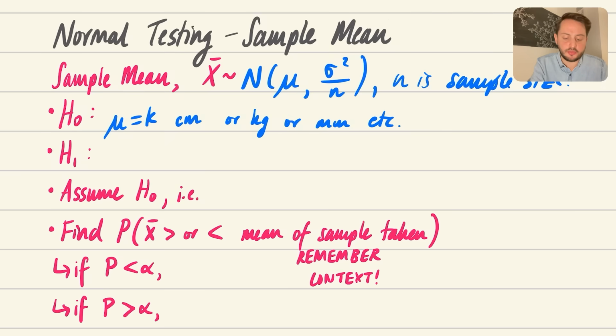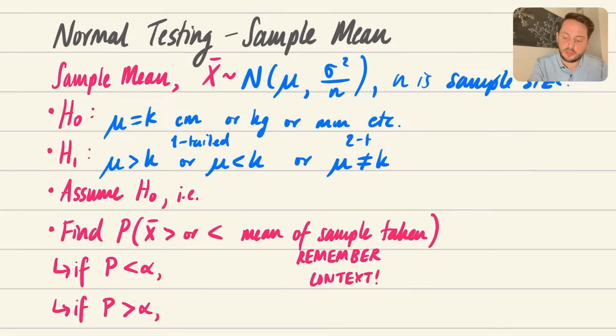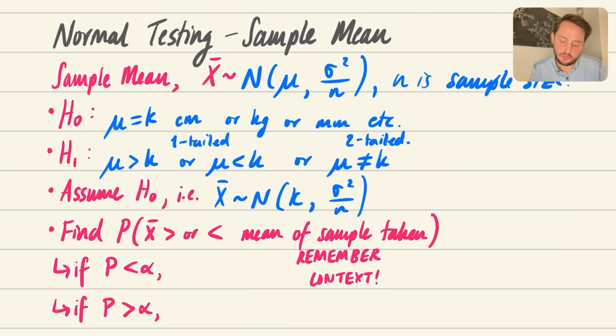The alternative hypothesis will be that the mean is actually greater than k, or that the mean is less than k, which is going to be your one-tailed tests. Or it might be just that the average is not equal to k, which is therefore going to be a two-tailed test. So you assume that H0 is true, i.e. you assume that x bar is normally distributed with a mean of k and sigma squared over n for your variance that you've got here.